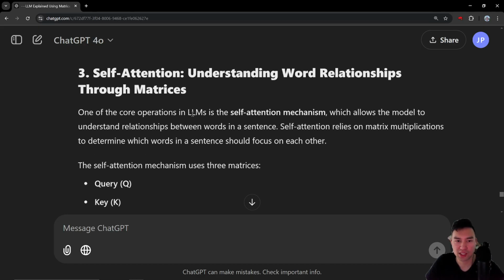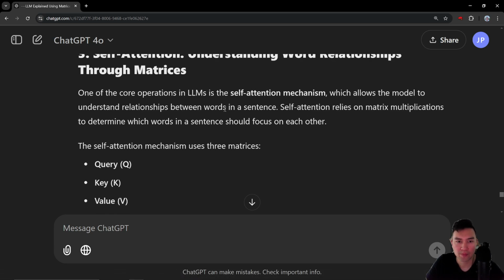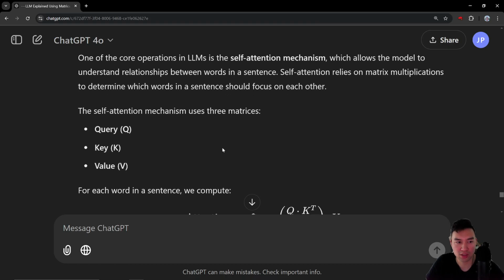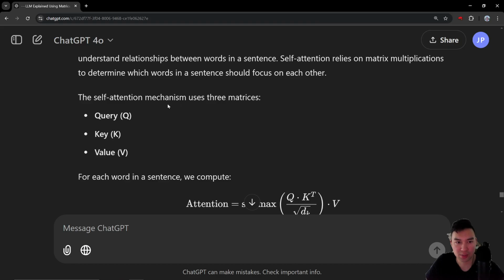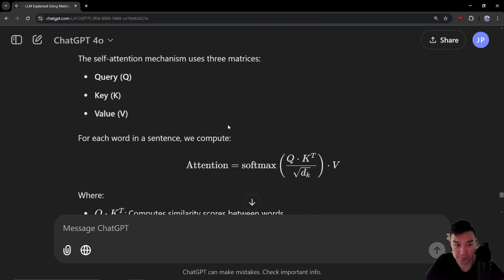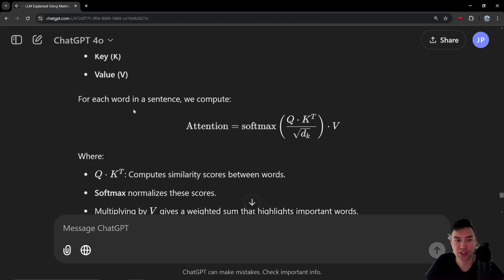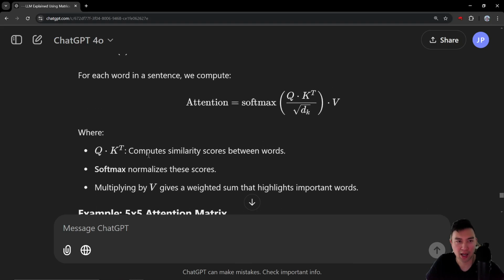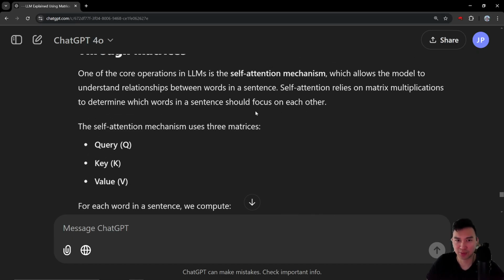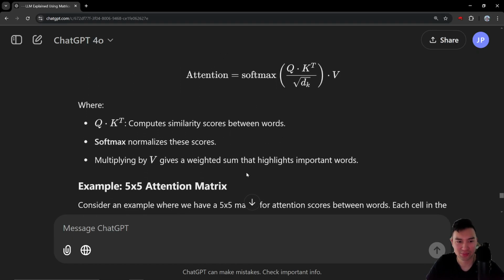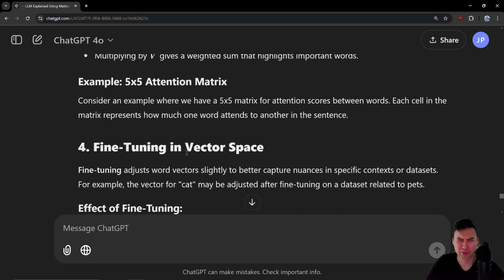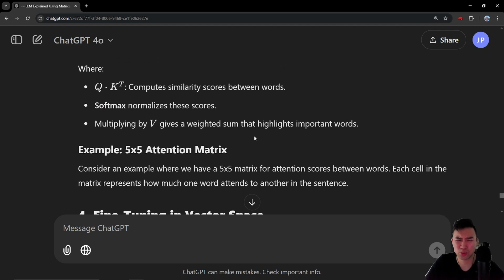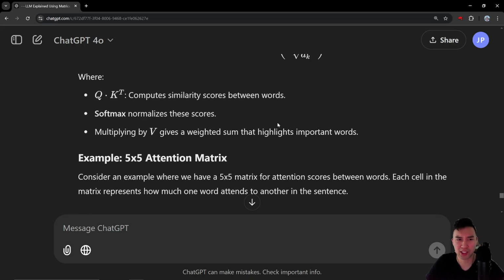One of the core operations in LLMs is the self-attention mechanism, which allows the model to understand relationships between words in a sentence. Self-attention relies on matrix multiplications to determine which words in a sentence should focus on each other. The self-attention mechanism uses three matrices: query, key, value. For each word in the sentence, we compute this formula here, and that somehow creates relationships between words in a sentence, right? But I don't know if I want to go too deep into that. It's almost a whole report in itself.